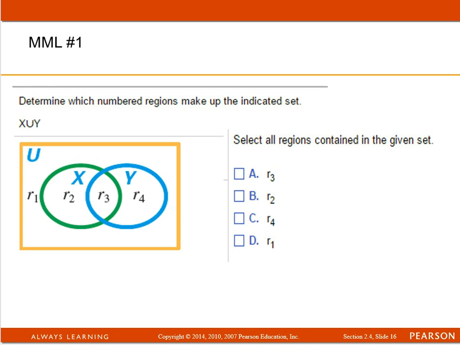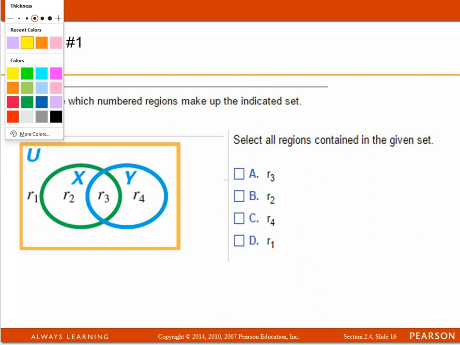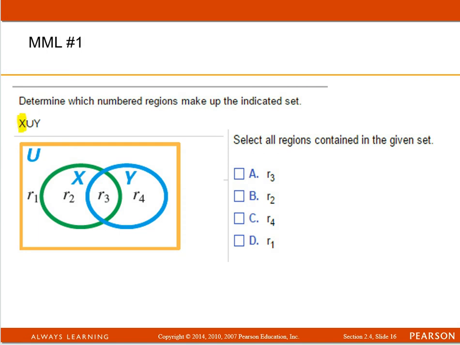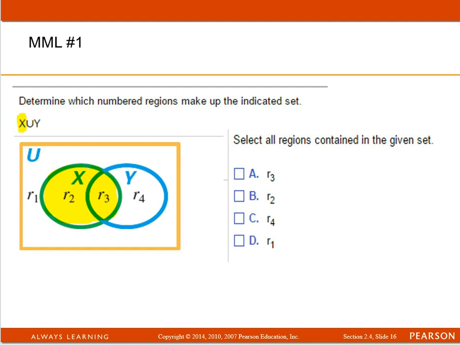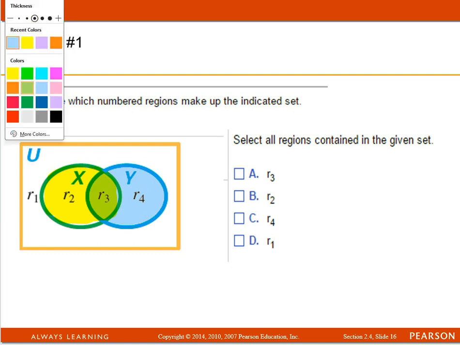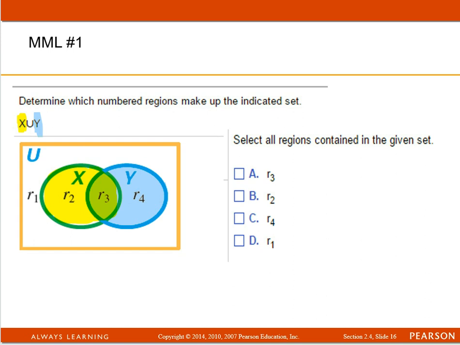All right, it says determine which numbered regions make up the indicated set. So we are taking X, which is this entire circle, and Y, which is this circle, and they want the union of the two.